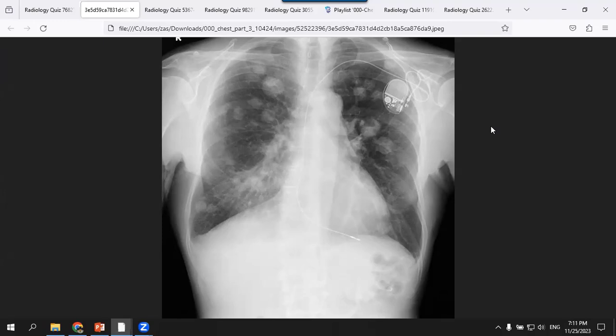Yes, I can see that there are multiple variable size lesions in both lung fields. One of them appears cavitated with an air fluid level at the left mid lung zone. I can see a triangular shape in the right lower lung zone. I cannot appreciate the right hemidiaphragm, which could represent right lower lobe collapse. Good.